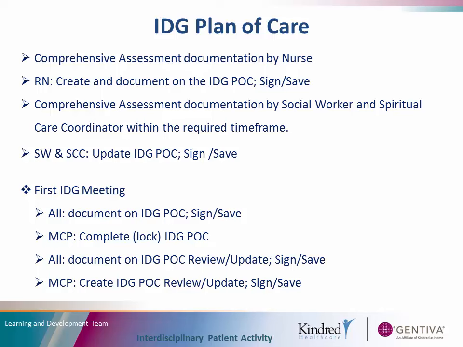Here is an overview of how the interdisciplinary Plan of Care document gets moved through the system. Select the patient. The comprehensive assessment documentation is completed by the nurse. Next, he or she will create the Interdisciplinary Plan of Care or IDG POC form. The social worker and the spiritual care coordinator will complete their respective comprehensive assessments within the required time frame and update the IDG POC form in preparation of the IDG.